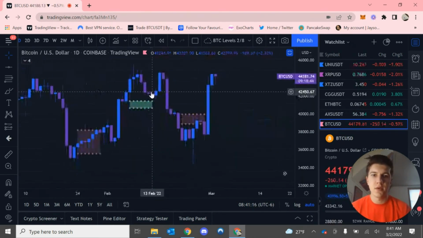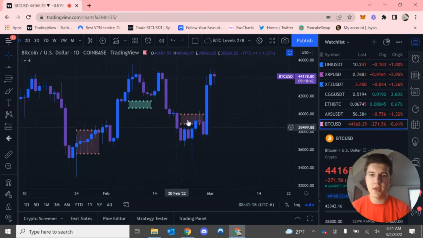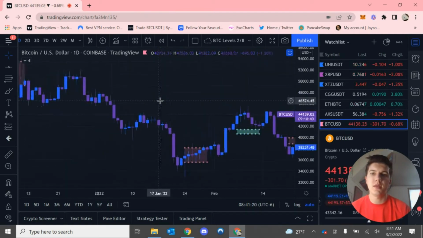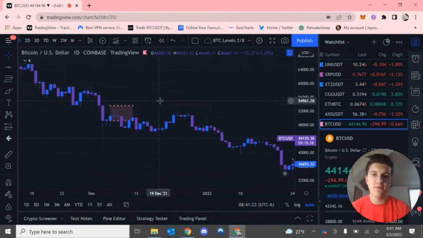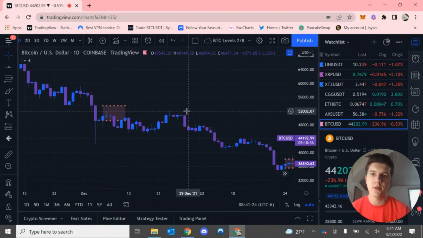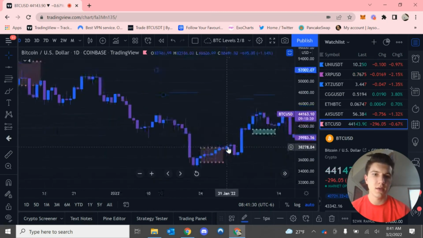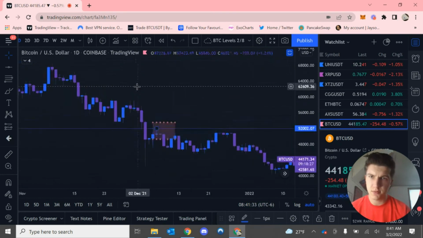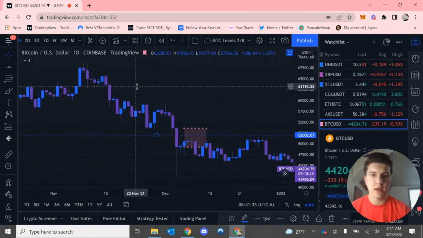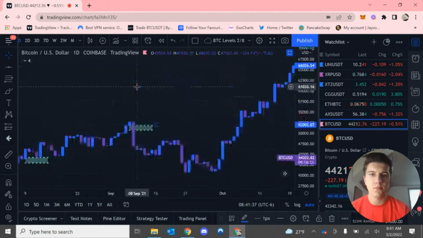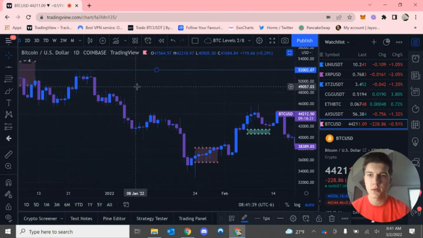As you can see, most of the time it has filled it, and there are times where it doesn't completely fill it, like right here. We partially filled it. Usually I don't trade the full gap, but I will trade at least half the gap.